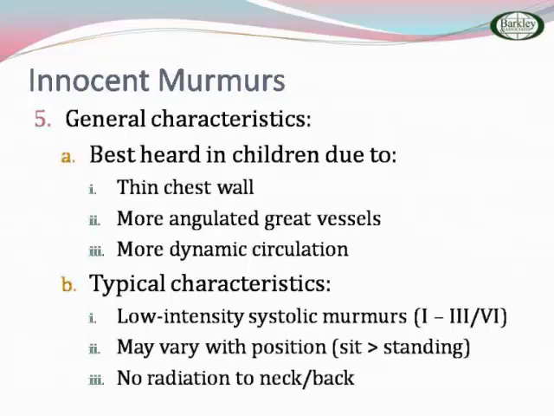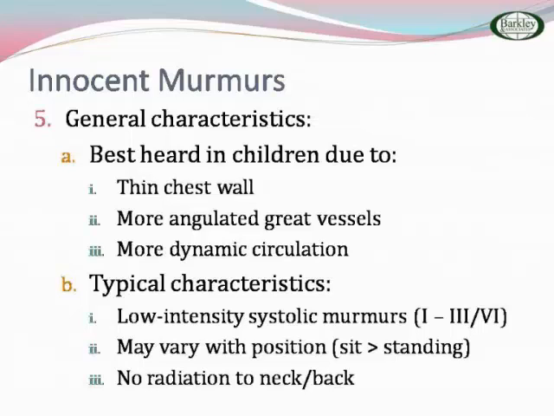But let's think about what are some of the general characteristics. Well, innocent murmurs overall, in general, are best heard in children because they have a very thin chest wall, more angulated vessels, and more dynamic circulation. When I see this, you know what I like to think about? And you can write this in the margin. Turbulence. Doesn't that make sense?